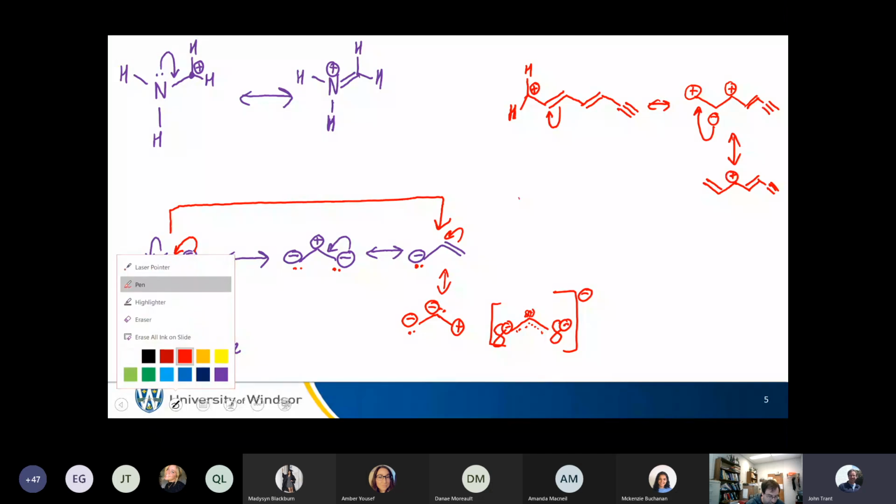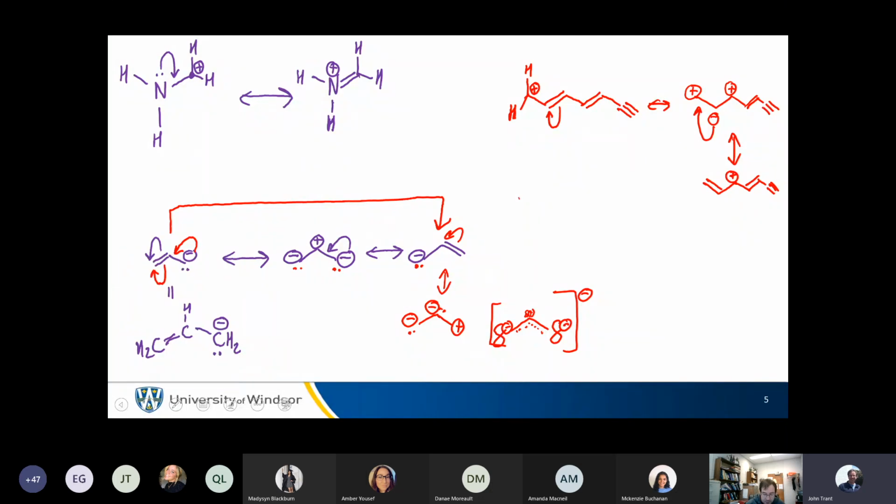I could equally have skipped that middle structure and gone straight to this one by taking these electrons and pivoting on the carbon. So, let me stand up as I take a look at my camera. Can you see me? Yeah, but you can't see my legs. Okay, so point down towards my legs. Let's see if there we go.